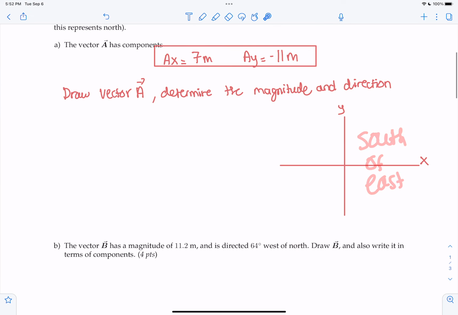Does that make sense to everyone with regards to the cardinal directions? It might be a little confusing, but it's very, very important for pretty much any of this vector stuff and figuring out directions.